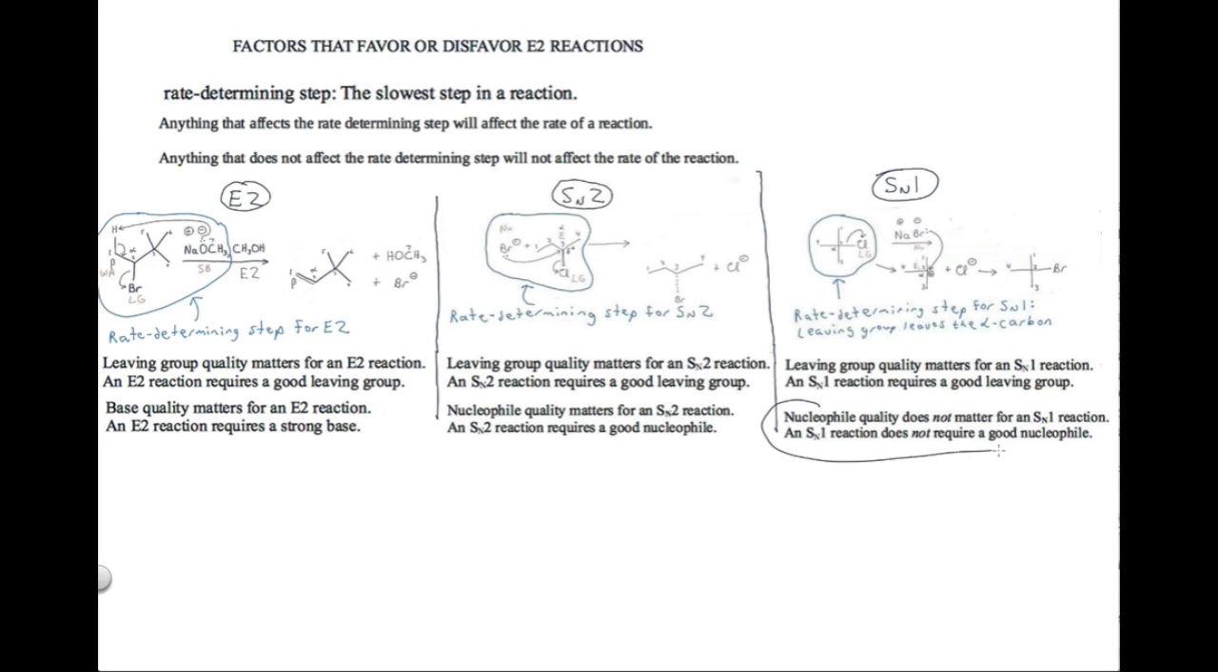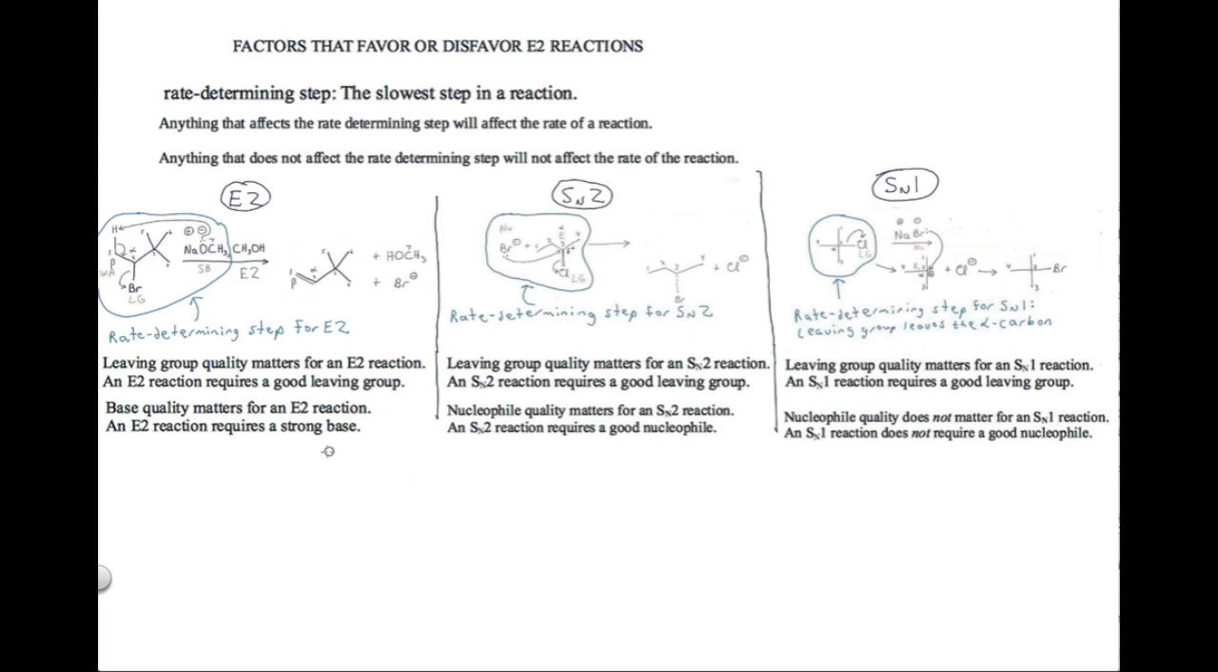So I think this is probably the most surprising idea that we have on the screen right now. The most surprising idea is that quality of the nucleophile doesn't matter for SN1 and that the SN1 doesn't require a good nucleophile. And that's because the nucleophile does not participate in the rate-determining step for SN1. Most of these other ideas here on the screen, I think, are fairly intuitive, and they match, I think, what you would expect.